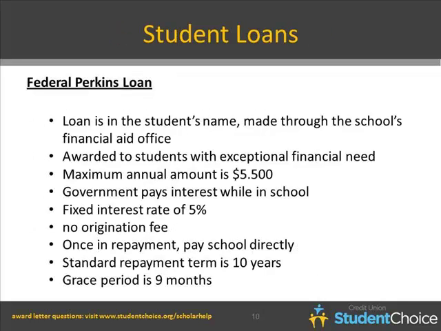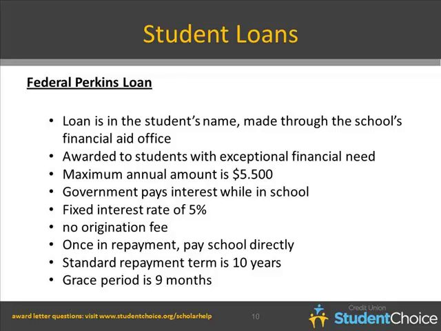So the next type of money that could be listed on your award letter are loans. And the first loan that we're going to talk about is the Federal Perkins Loan. This loan is in the student's name, and it's made directly through the school's financial aid office. It's awarded to students with exceptional financial need. So the school will define the exceptional financial need, and the maximum amount that any one student can receive is $5,500. Now, while the student is in school, the government pays the interest on this loan for the student.